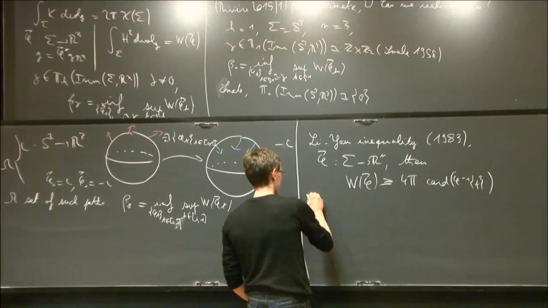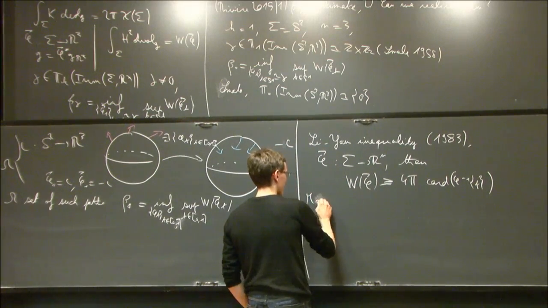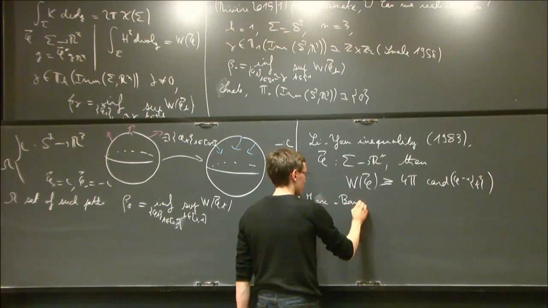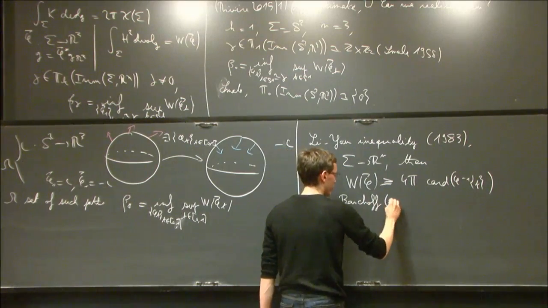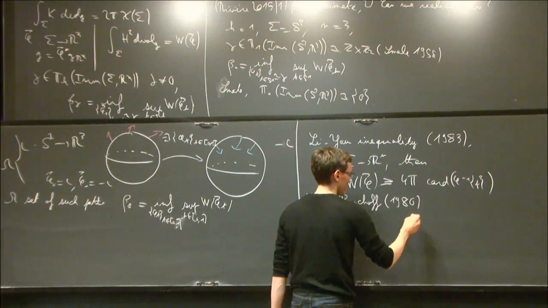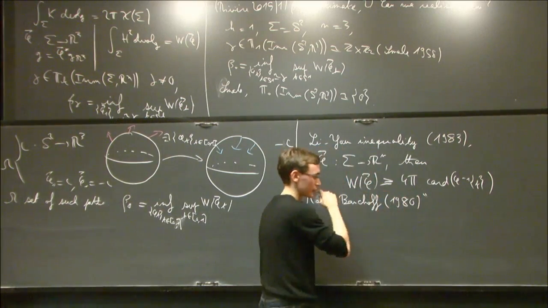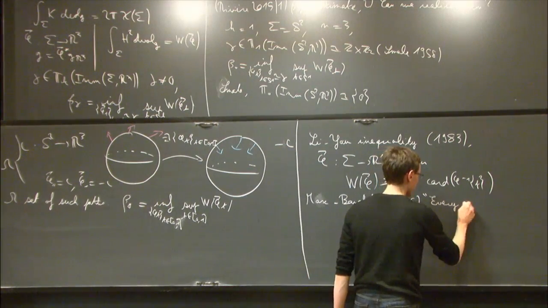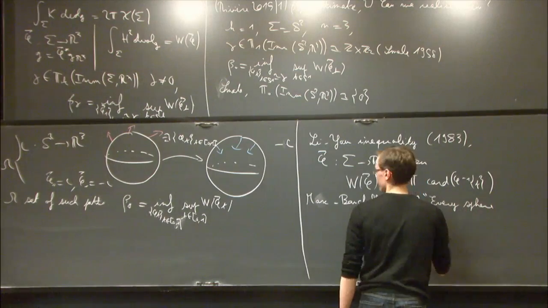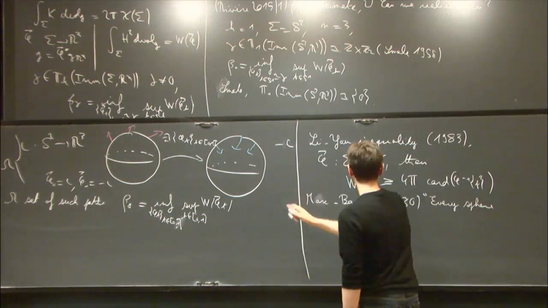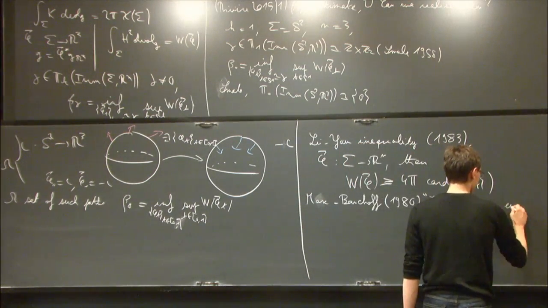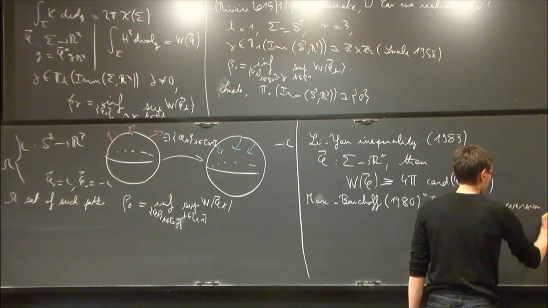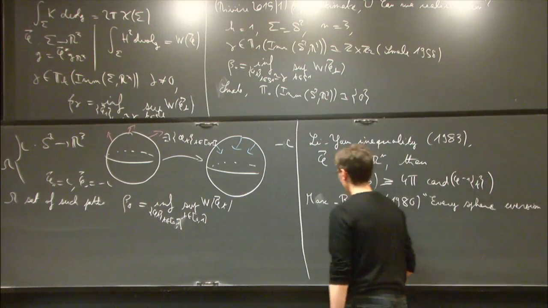And by a classical theorem of Max and Banchoff from 1980, we just need to read the title of the paper. It's called Every Sphere Eversion Has a Quadruple Point. This transformation here is called the sphere eversion.